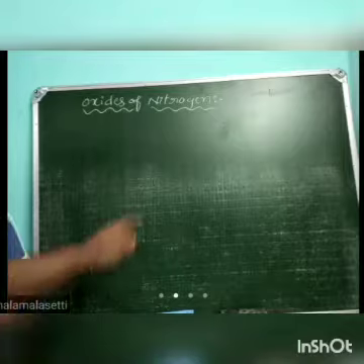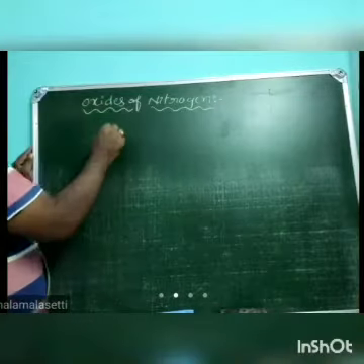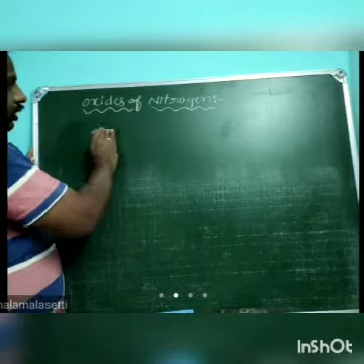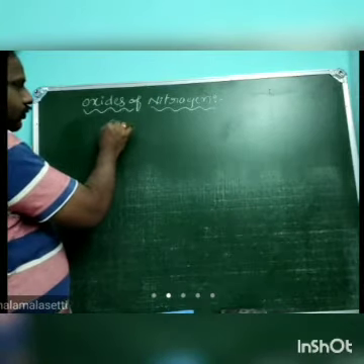So nitrogen reacts with oxygen and it forms a number of oxides. Actually, at room temperature, nitrogen does not react with oxygen. But at a high temperature, nitrogen reacts with oxygen and it forms a variety of oxides. So, what type of oxides are formed? Let us see the list of those oxides.